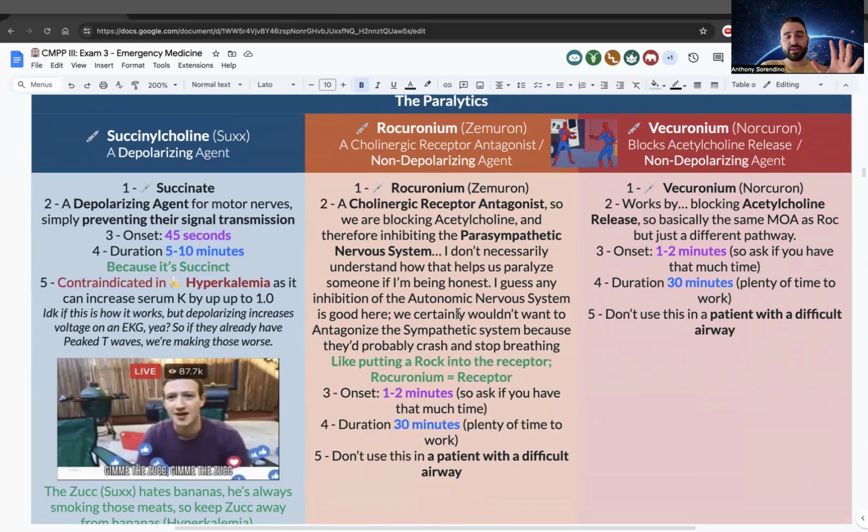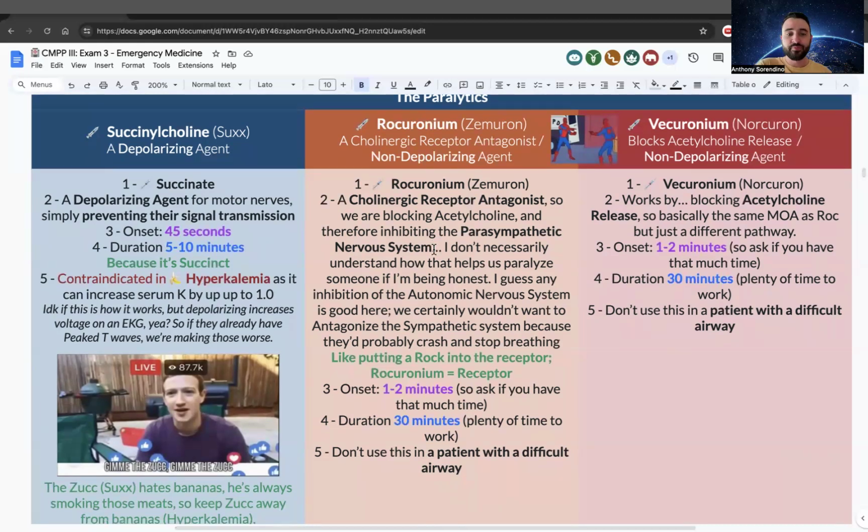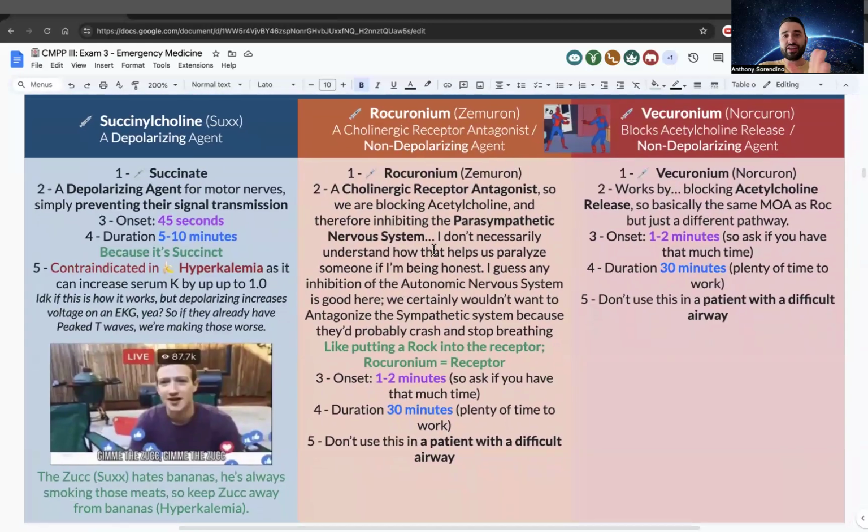The way I think about this is it's a depolarizing agent, right? And you think about an EKG, when you get height over the isoelectric line, is that even what that's called? That's depolarization, right? So if they already have peaked T waves because they're hyperkalemic and you give them a depolarizing agent, it's just going to make those waves go higher. I don't know if that's how that works, but that's how I remember this. Makes sense to me. So that's the contraindication there. Okay. And it can bump your K up by up to 1. So pretty crazy.